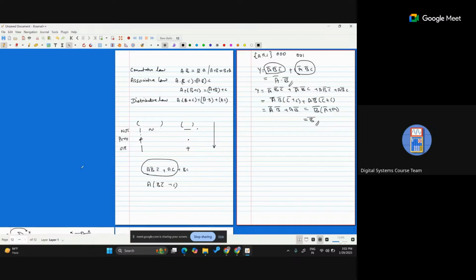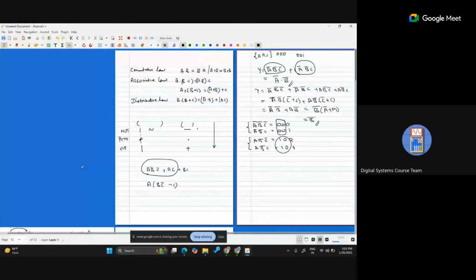The point I want to emphasize here is: A bar B bar C bar is 0 0 0, A bar B bar C is 0 0 1, then A B bar C bar is 1 0 0, then A B bar C is 1 0 1. If I group these two things, only two literals remain. And if I group these two things, two literals will be there and one literal will vanish.